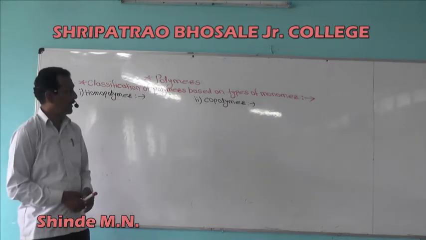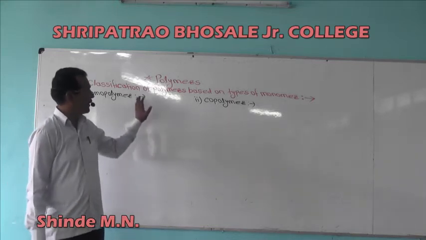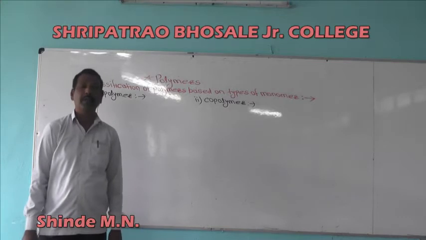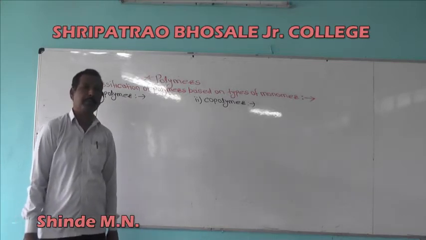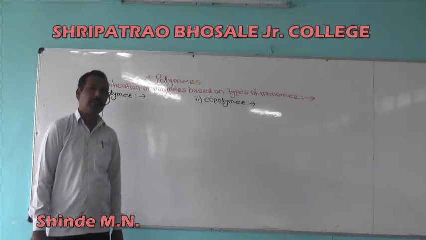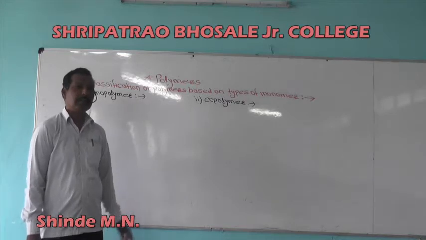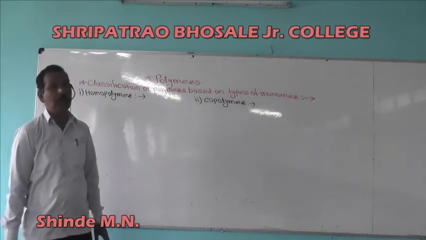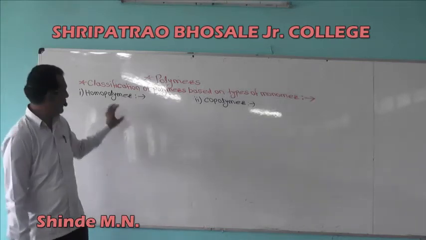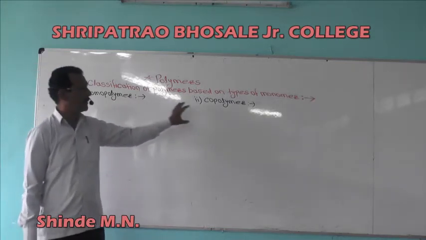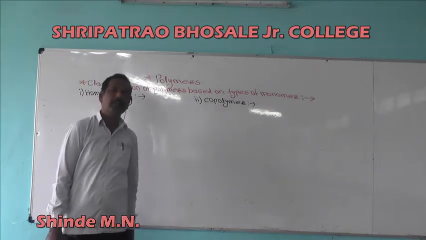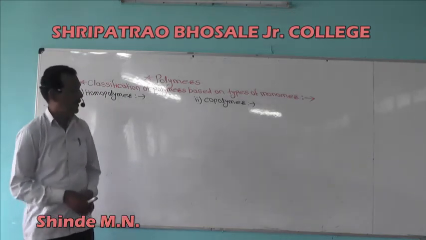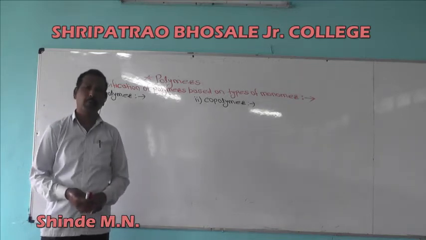Now, next is classification of polymers based on type of monomers. Based on type of monomers, it is classified into two types. One is homopolymers and another is copolymer. Here that is based on type of monomer.